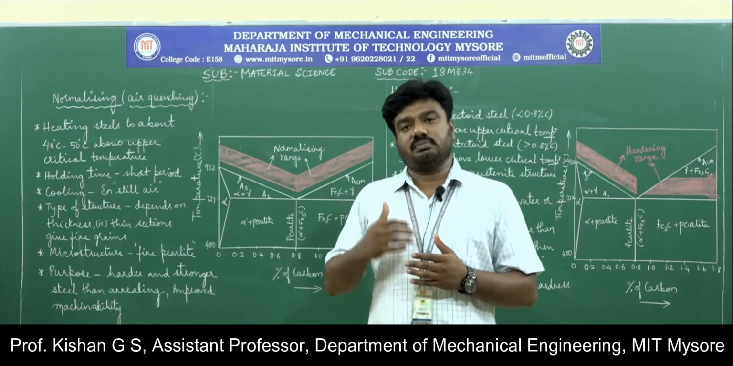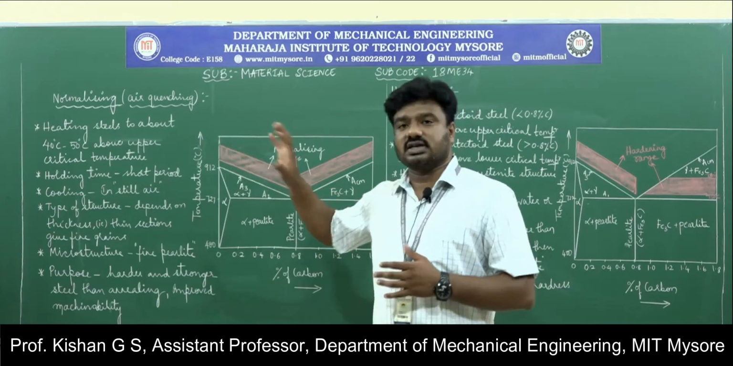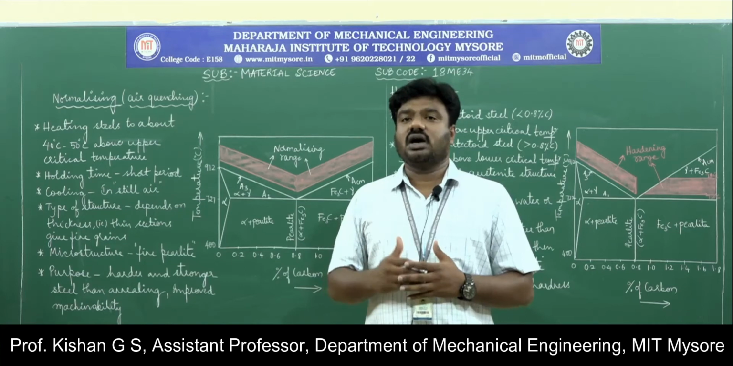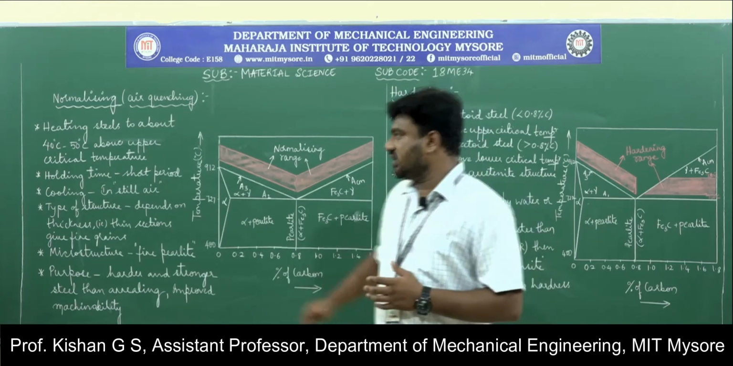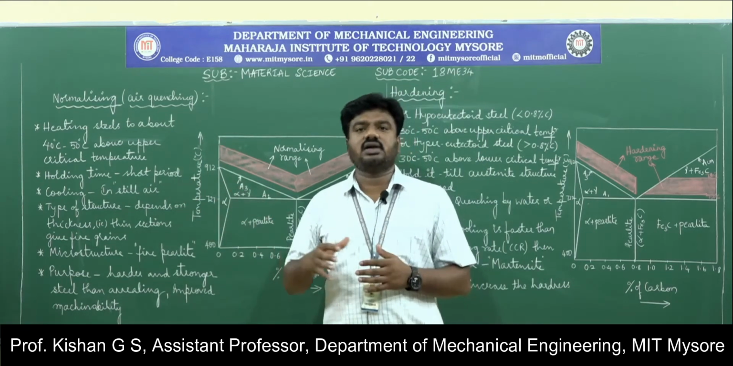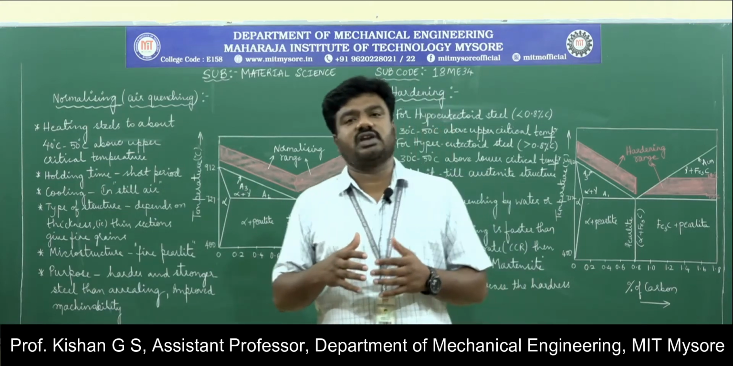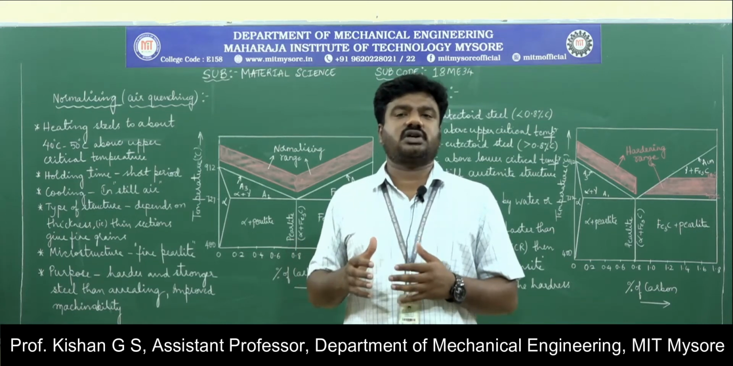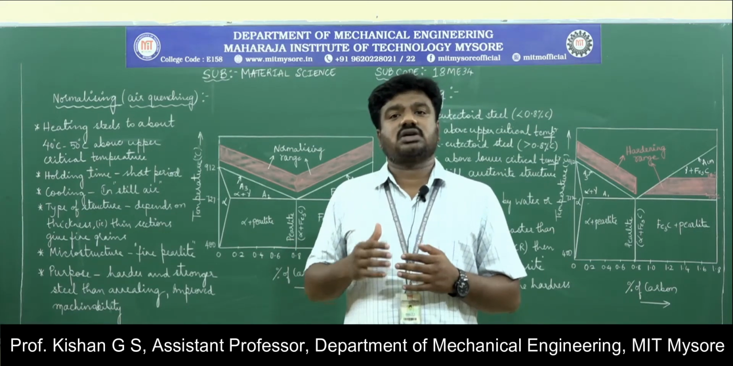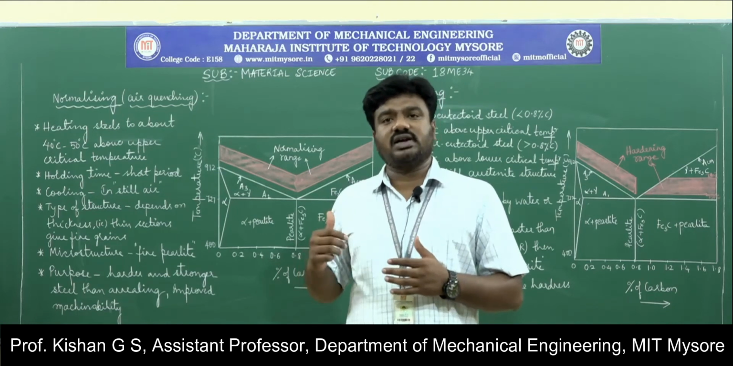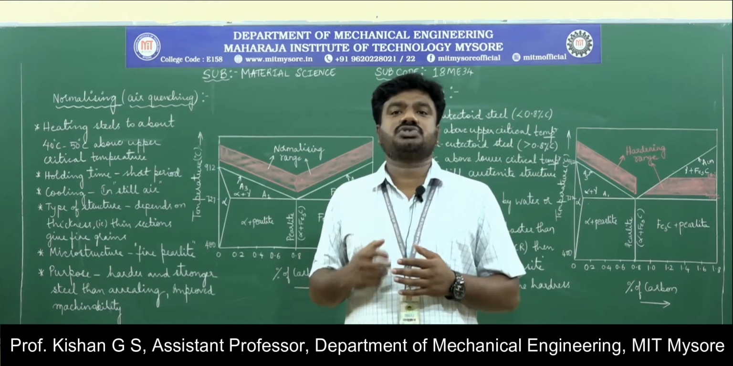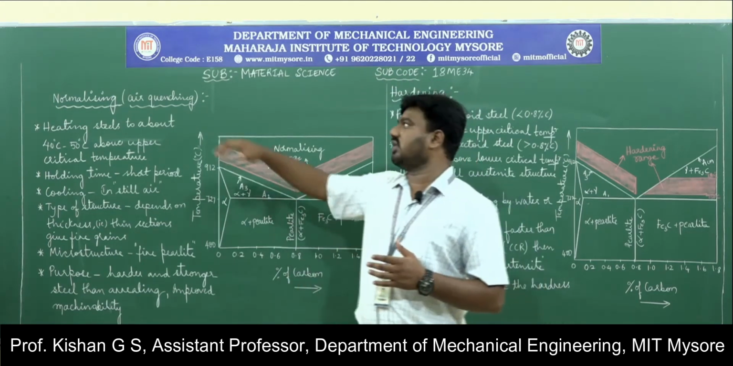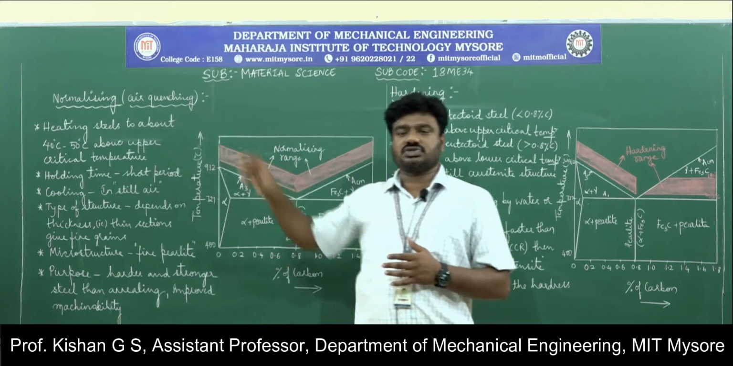One of the major purposes of opting for normalizing is to give better properties in the materials than the annealing process. In annealing, the heat treatment cycle takes a very prolonged time, whereas in normalizing it is a very short period and the cooling rate is very high. Hence we opt for cooling through still air. This is the reason normalizing is also called air quenching, or still air cooling.